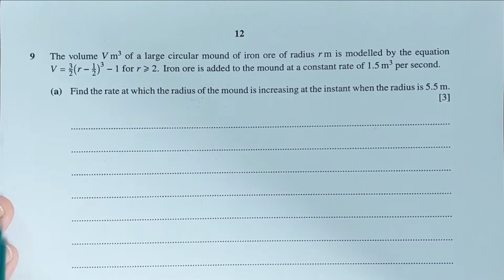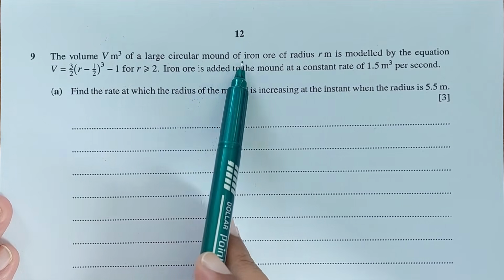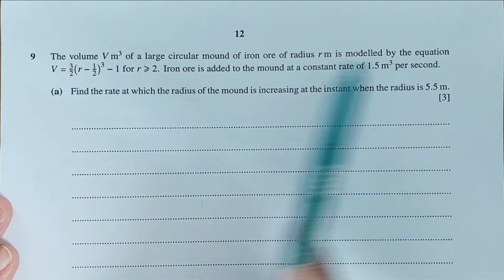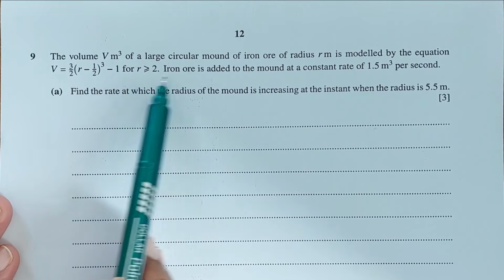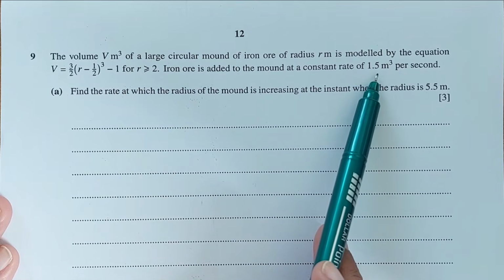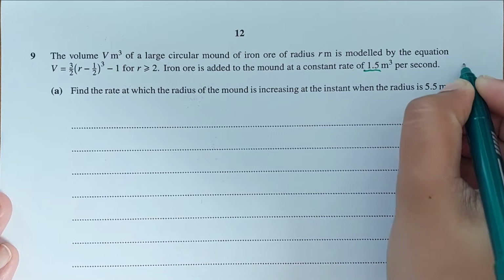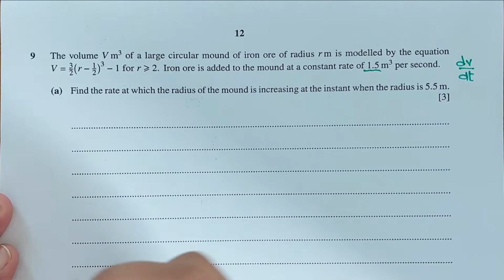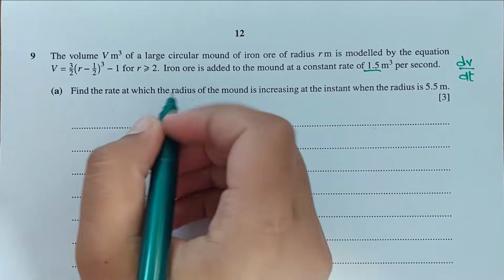Question number 9. The volume V meter cube of a large circular mold of iron ore of radius R meters is modeled by the equation V for R greater than or equal to 2. Iron ore is added to the mold at a constant rate of 1.5 meter cube per second. So 1.5 is basically dV over dt, we have been given. Part A, find the rate at which the radius of the mold is increasing.